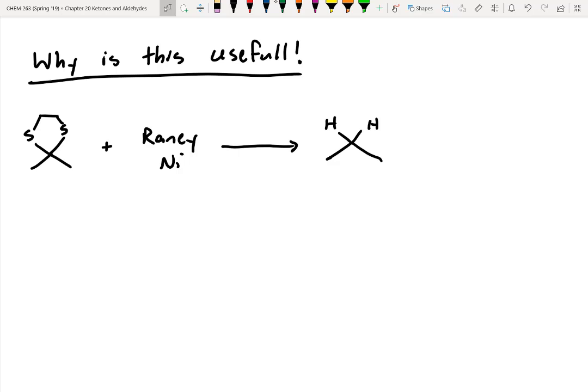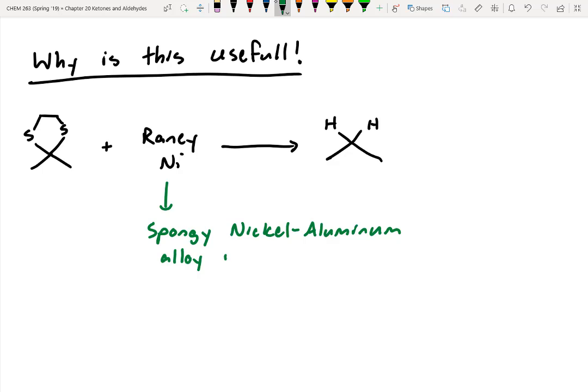It's pretty cool, yeah. So let's take a look at what Raney nickel is. It's called Raney nickel. I don't exactly know why. I'm assuming after the scientists that worked with it originally. But it's a spongy nickel aluminum alloy with hydrogen absorbed.